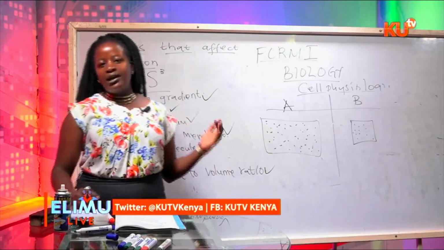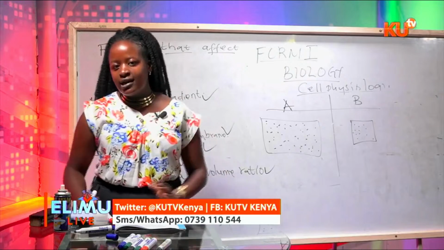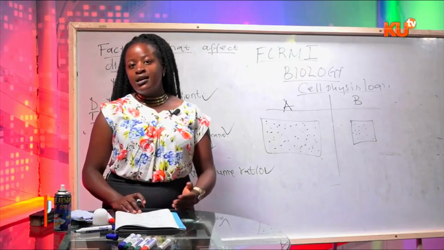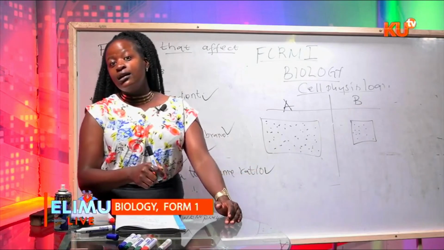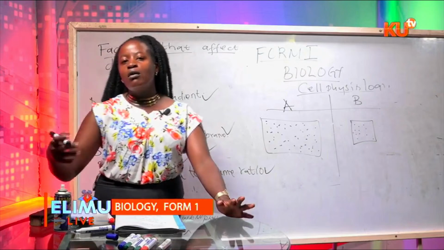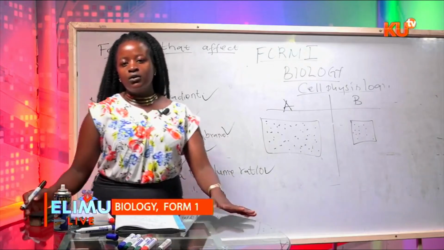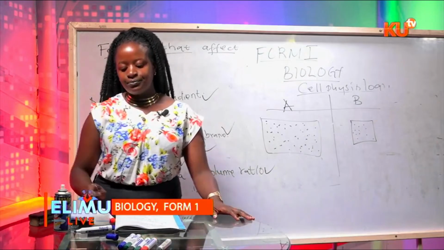Students, when you're outlining these factors and explaining them, you must give both sides. For example, if it's temperature, you must say how high temperature affects diffusion, then explain also how low temperature affects diffusion. Don't leave your answers hanging.